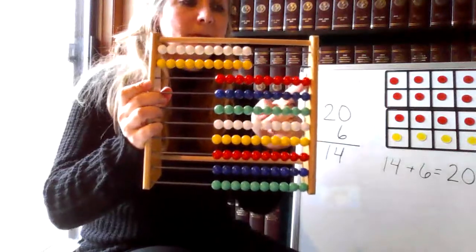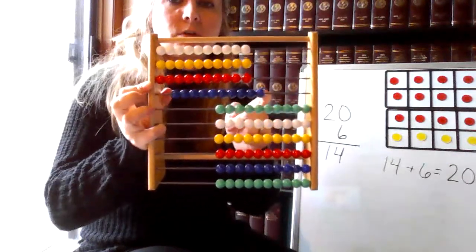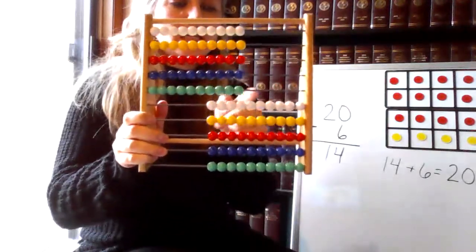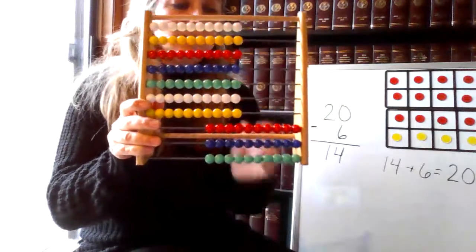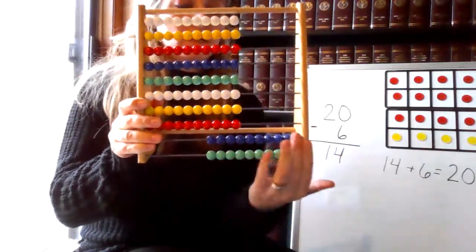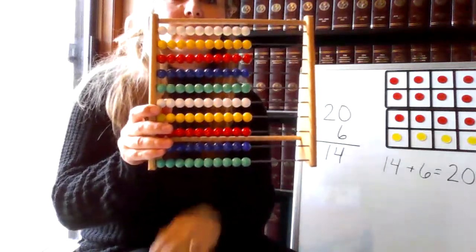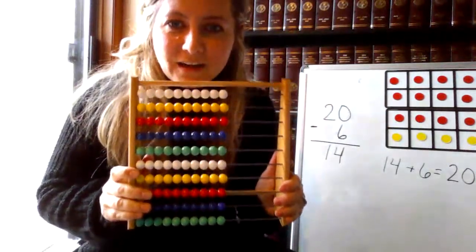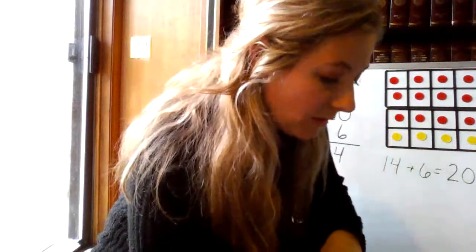20, 30, 40, 50, 60, 70, 80, 90, 100. Let's see if you can do that super fast. 10, 20, 30, 40, 50, 60, 70, 80, 90, 100. All right. Most of us are getting really fast at counting to 100 by 10.